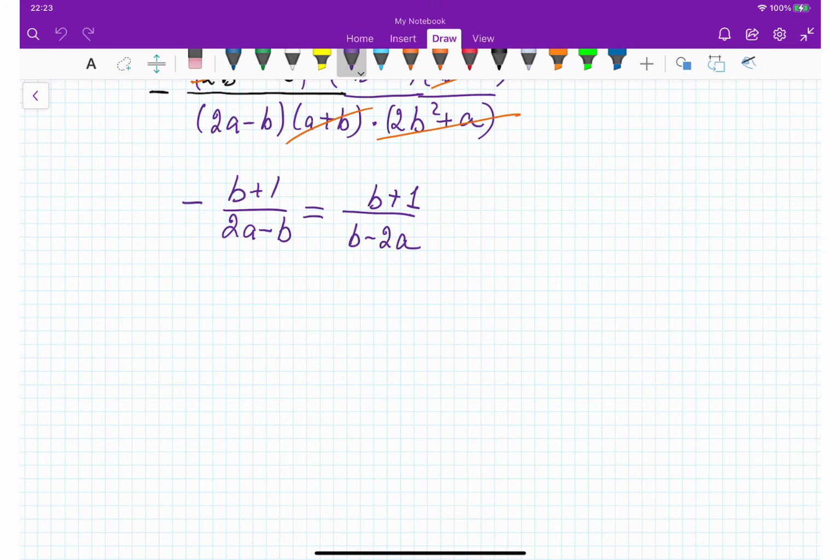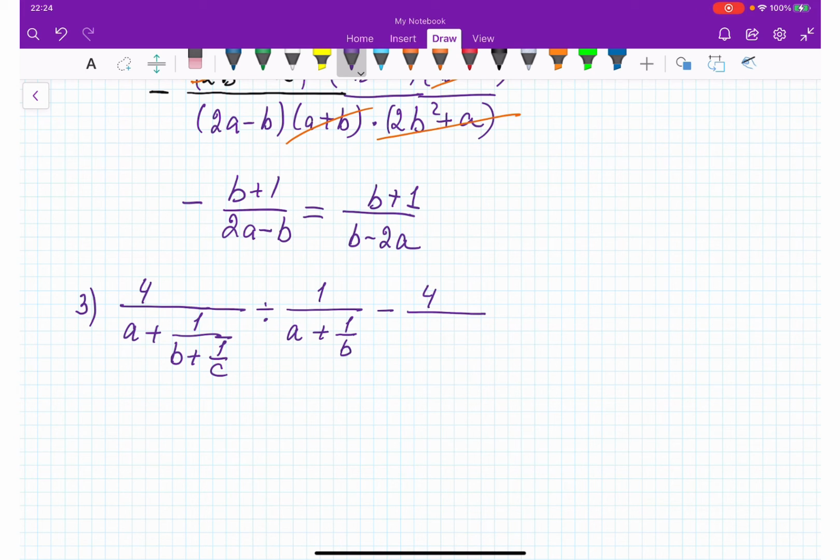And we are moving to question number 3. So question number 3 is 4 divided by a plus 1 over b plus 1 over c, divided by 1 over a plus 1 over b, minus 4 divided by b times abc plus a plus c. And all this to power negative 1/2.